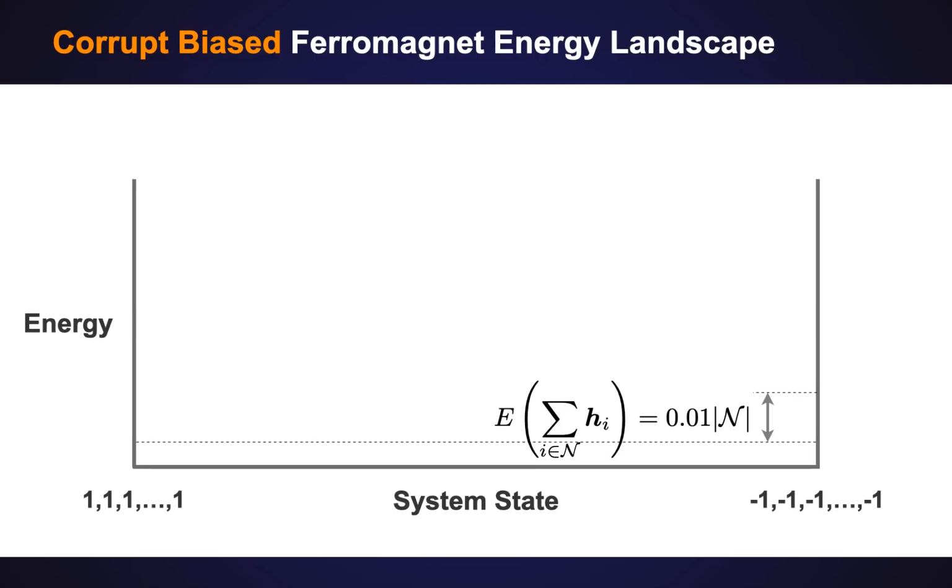You could think about all the assignments to the problem on the x-axis. It would be like 2 to the n assignments starting with 1, 1, 1, 1, 1, and ending with -1, 1, 1, 1, 1 on the right-hand side. And we know that at these two extremes, there are two wells in this problem, and they are separated by a very specific amount of energy, which is on average 0.01 times the number of spins in the system.